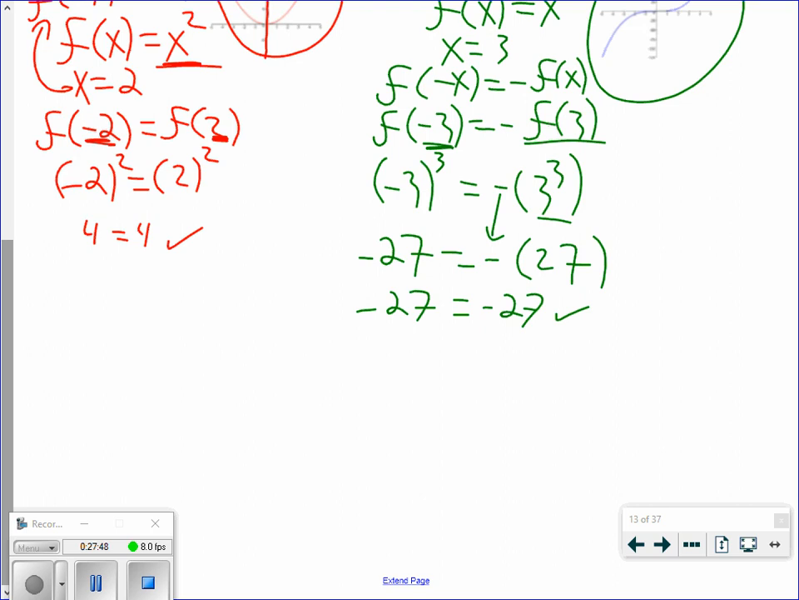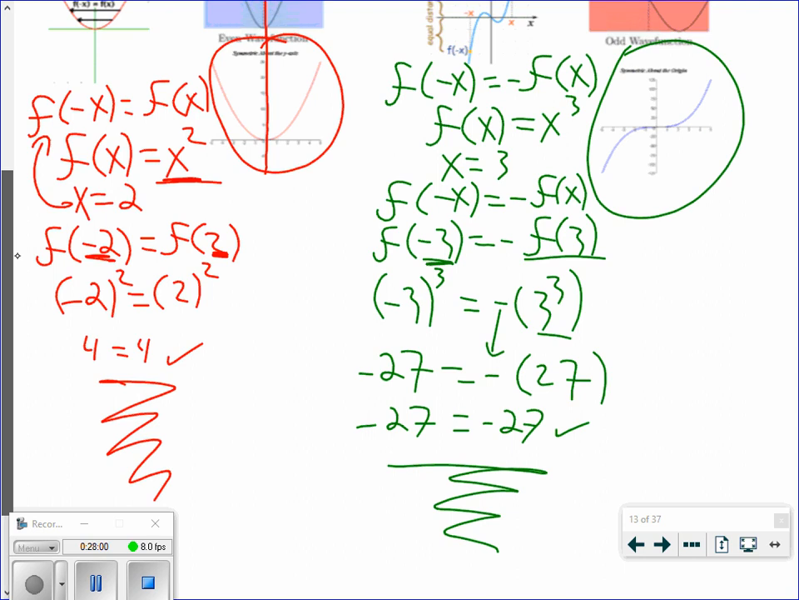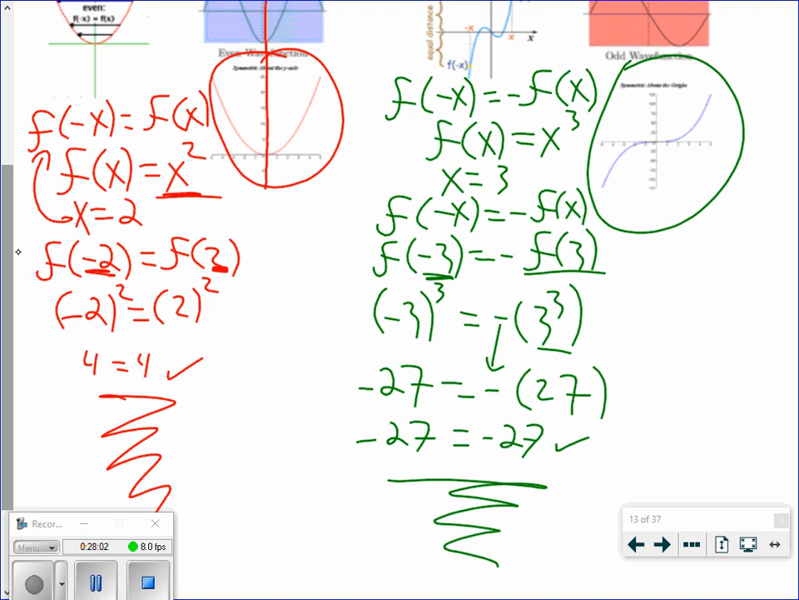That happens. And that will happen for every single x value. Right here in green, that will happen for every single x value you plug in. That will always hold true. And same thing for this one in red. No matter what x value you choose into that function, that will always happen. They will always equal each other.